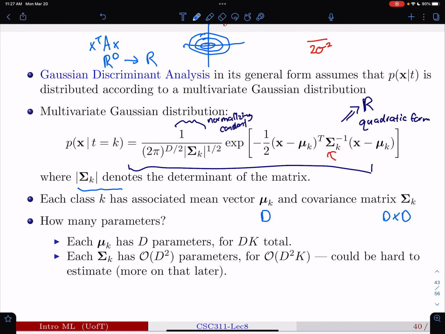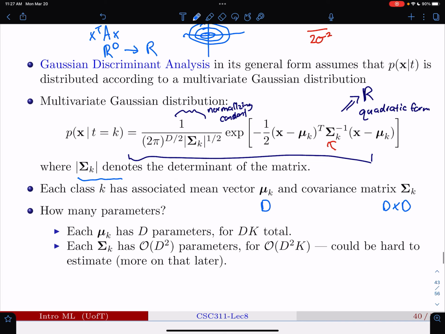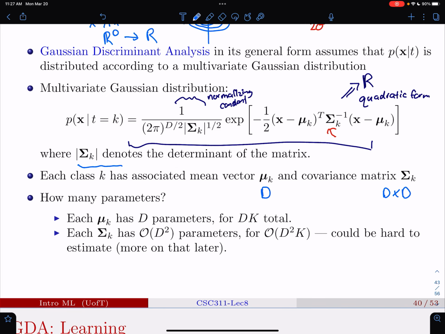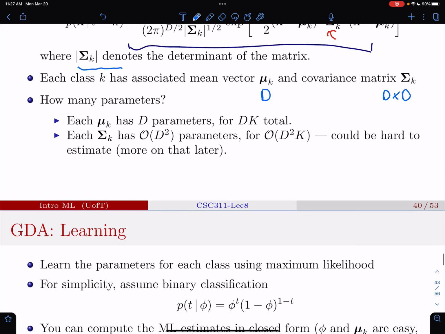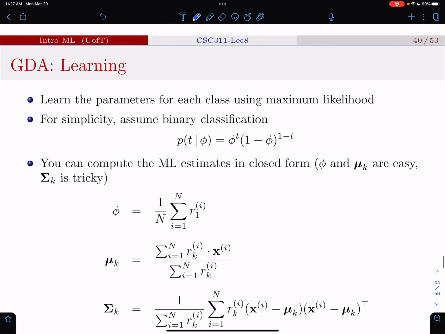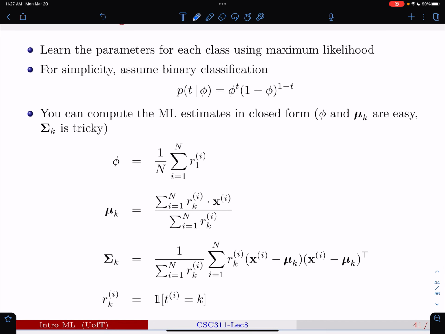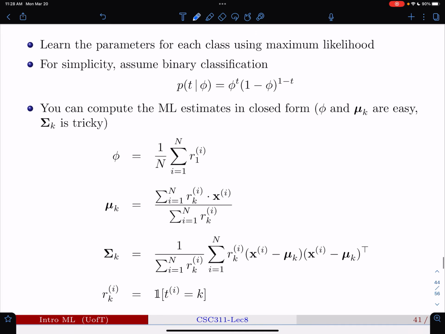So one problem potentially with this sort of approach is we have a lot of parameters that we have to learn. In general, if we have k different classes, we're going to learn d times k total parameters for the mean vectors, and then d squared times k parameters for the covariance matrices. Okay, so let's talk about how you actually compute the maximum likelihood estimates. We aren't going to actually derive the formulas. The formulas are pretty intuitive, and you can just more or less remember them.